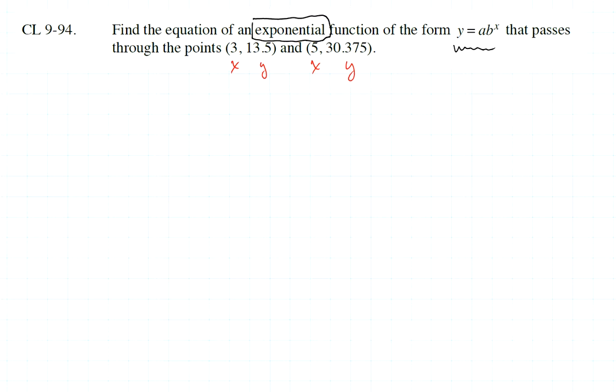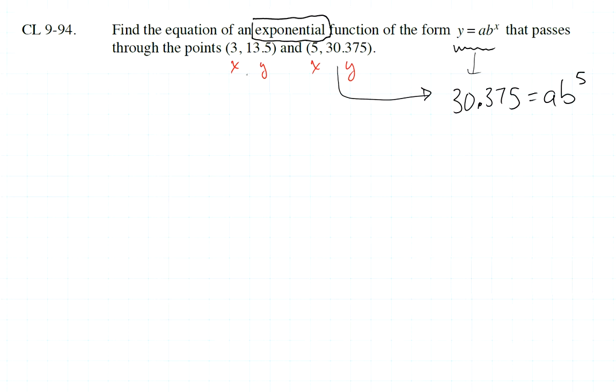So I'm going to write the function y, except I know a y value. Let's use the second point first. If I use that y value, 30.375, and that's a decimal point, that equals a times b raised to the 5th power. So you can see what I've done is I've taken the x and y from this point, and I've plugged them into this exponential form.